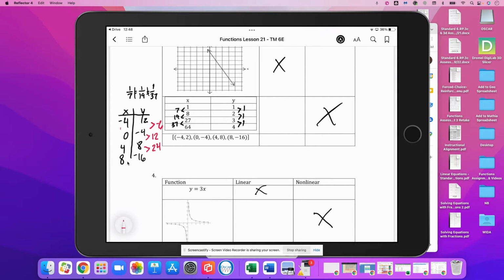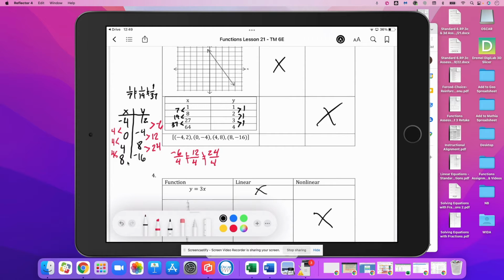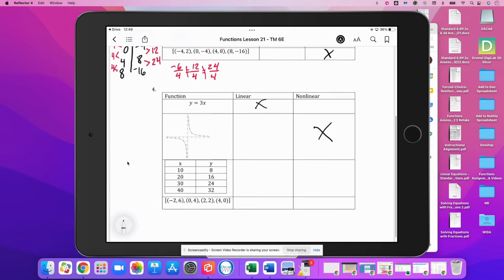That's crazy. So here we're going up by 4, here we're going up by 4, here we're going up by 4. And again, just to make this clear, if you were trying to say that this was linear, you would be saying that negative 6 over 4 was equal to 12 over 4, and that was equal to 24 over 4. Those are not equal, so this is going to be nonlinear. Okay, down to the next.